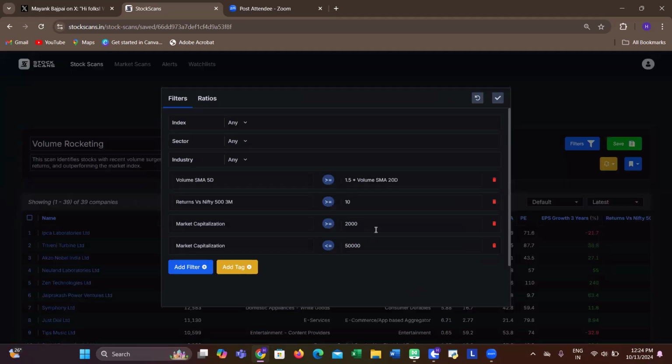So the other day, I posted some information about the sector, using a simple moving average of volume over 5 days greater than or equal to 1.5 times the volume SMA of 20 days. And then I put another condition that the return versus Nifty 500 for the last 3 months should be 10%.